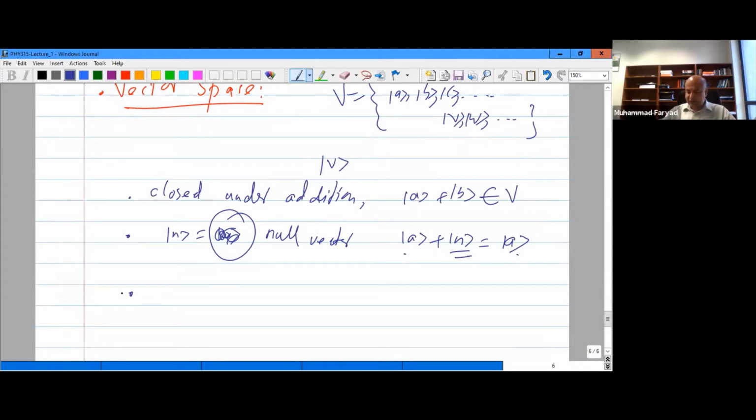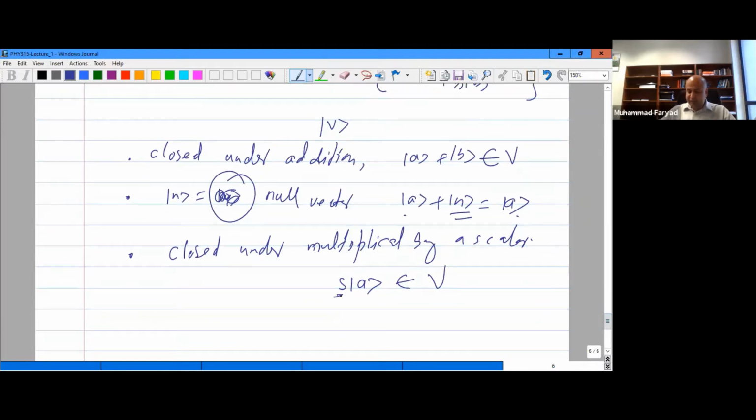Then there is the third rule, that it is closed under multiplication by a scalar. It means that if you have some scalar S and you multiply it with some vector A, the result is also part of this set. If this S is only real, so that you can multiply it with 1, 2, 3, 2.5, etc., then this is called a real vector space. If S can be a complex number, then this is called a complex vector space. In this course, we will be dealing with complex vector spaces, which means that S is a complex number.